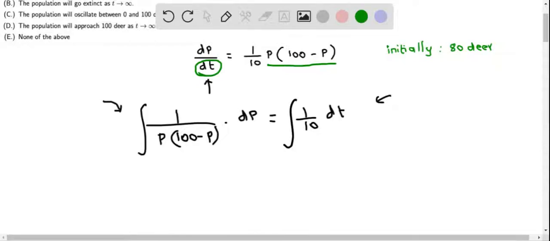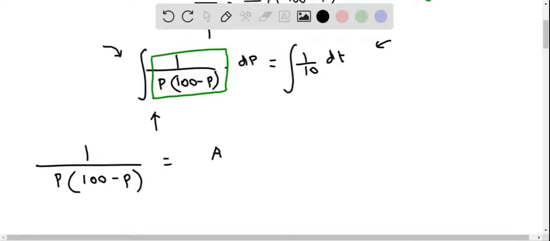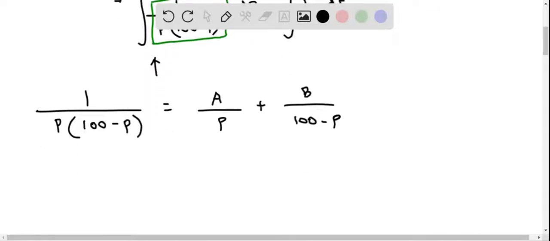Now let's focus on integrating this expression. Observe that this is a rational function in P. So we must use the partial fraction decomposition method to write this as a sum of partial fractions, and then we can integrate it. So first let's use partial fractions and rewrite this rational function as A over P, plus B, another constant, over the next factor, that is 100 minus P. Now we have to solve for A and B from this equation.